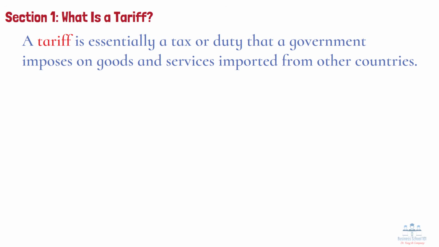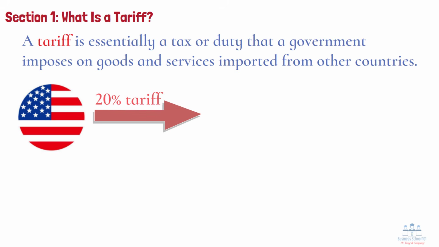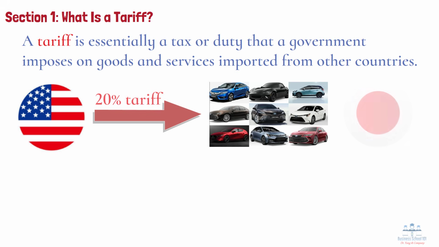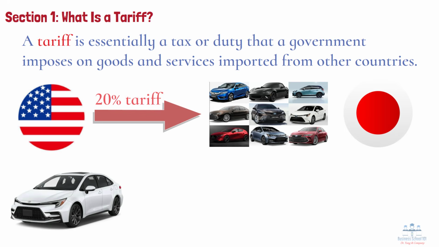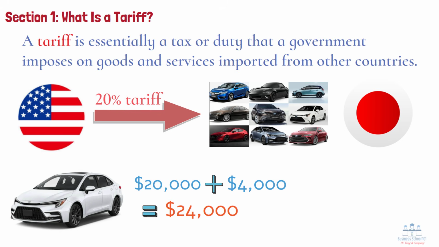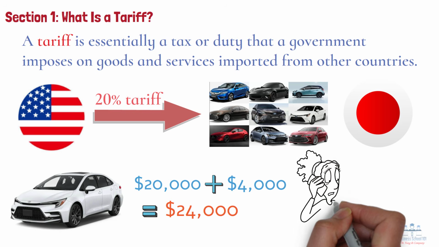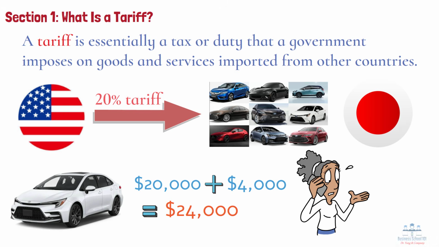For example, imagine that the US government imposes a 20% tariff on imported cars from Japan. If a Japanese car costs $20,000, the tariff would add an extra $4,000 to the price, making the total cost $24,000. This price increase makes it harder for Japanese cars to compete with American-made cars in the US market.